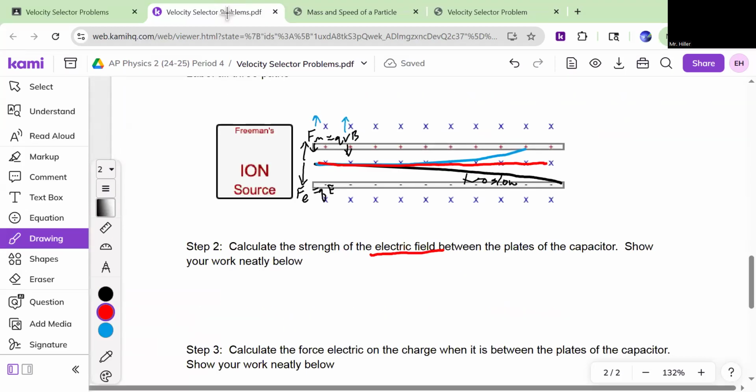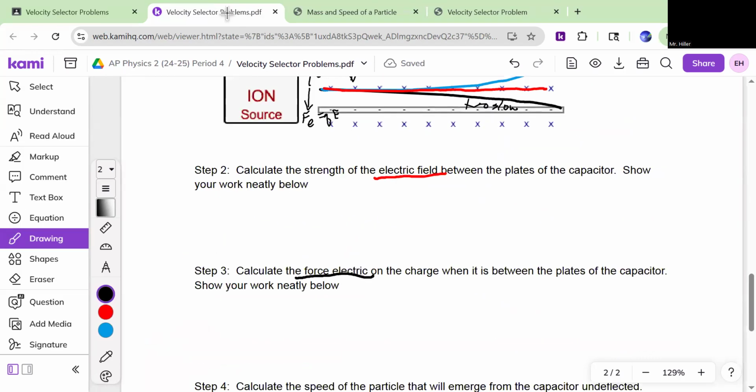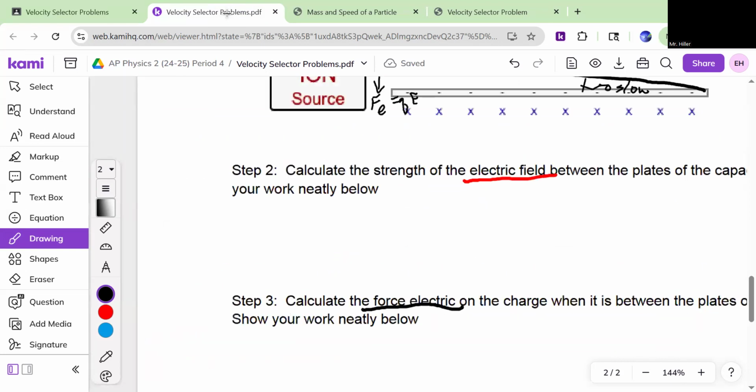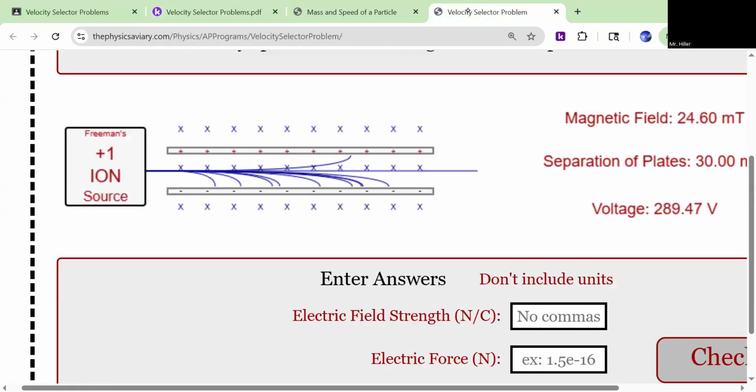We're going to calculate the electric field strength. We're going to calculate the force on a charge in that field. And then finally, we're going to use the ratio of fields to calculate the speed. Okay, so how do we calculate the electric field strength? Well, we have to go potential difference divided by the distance.